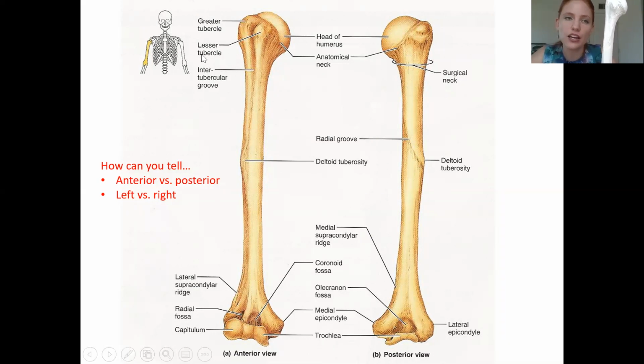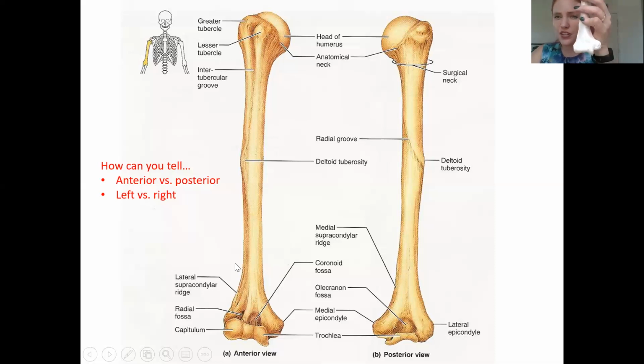Generally, if you have a greater, you're going to have a lesser. They come in pairs. The groove running in between the greater and lesser tubercle is called the intertubercular groove. Inter means between the tubercles. Intertubercular groove, that's this one running right down between the two tubercles. That will be on the proximal end there.